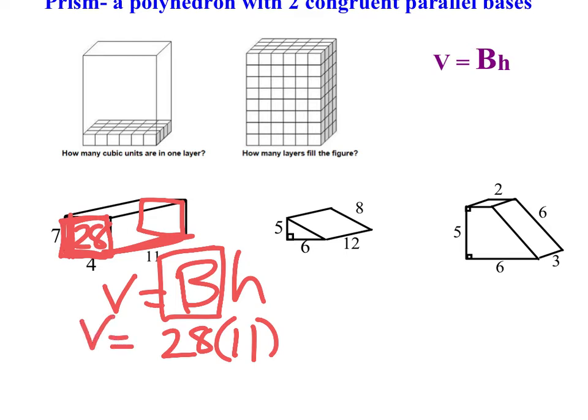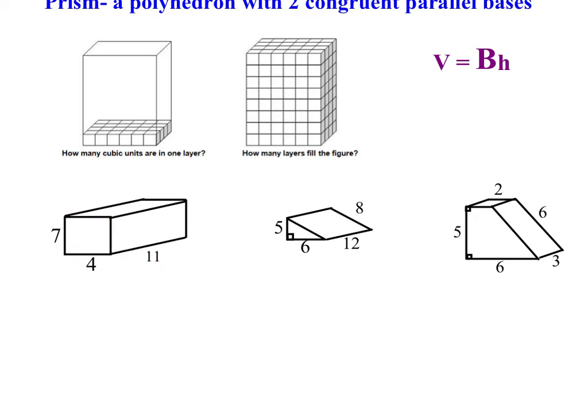And all I have to do is take 28 times 11, which would be, what is that, 308? And of course, we're going to put units cubed. It would take 308 little cubes to fill up that rectangular prism. Look at the next shape.